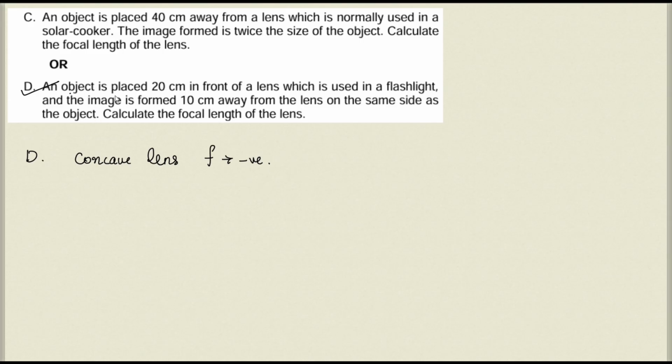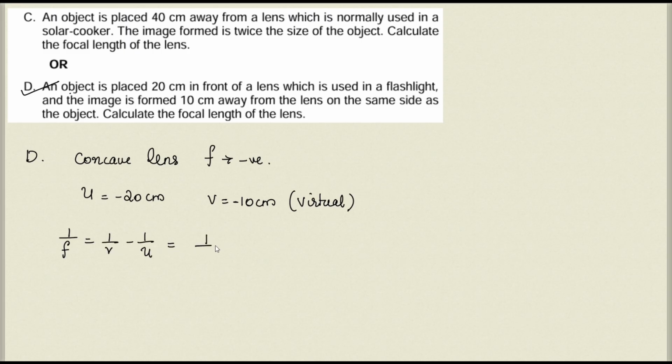Yes. So the object distance is given as u equals minus 20 centimeters, because u is towards the left. Now the image is formed, v is given as 10 centimeters away from the lens on the same side as the object. So v is also negative. It is also taken towards the left of the optic center, because this is a virtual and direct image. We have to calculate the focal length. Simply apply the lens formula: 1 by f is equal to 1 by v minus 1 by u.